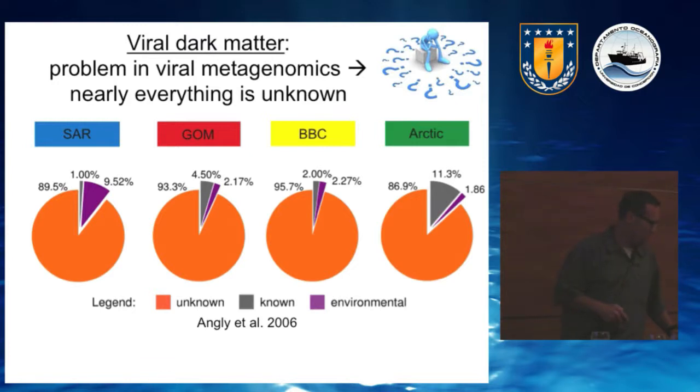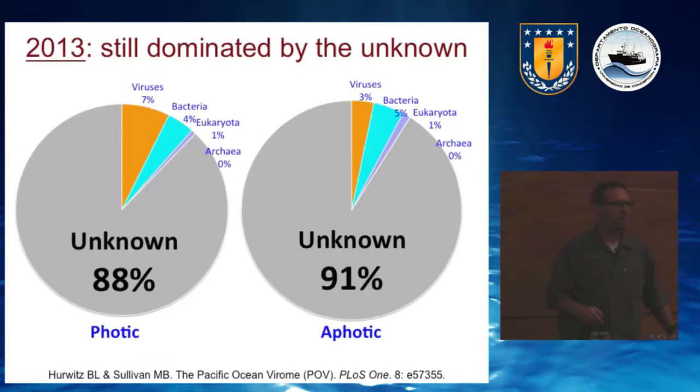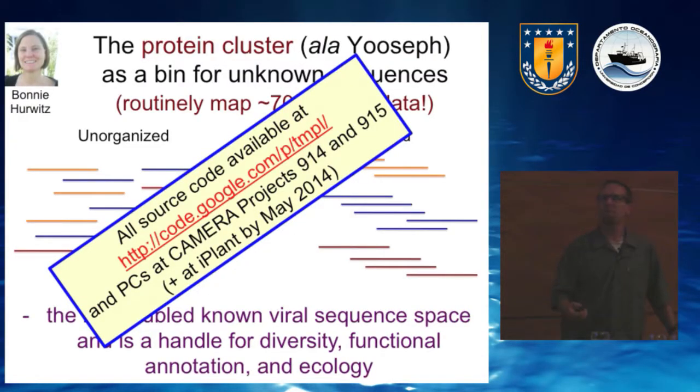Well, this was in 2006. We redid this in 2013 with better technology, better library prep methods. Unfortunately, the databases aren't any better. We're still completely in the discovery phase. 90% of what we see when we sequence a virome is new to science. Well, this is exciting to me because we can organize that sequence space.